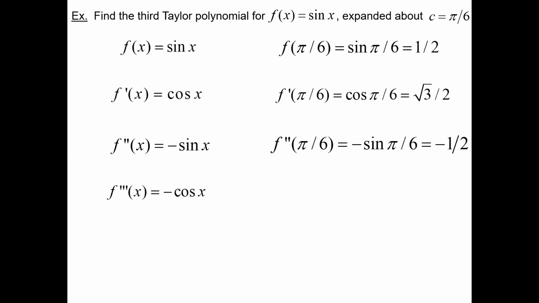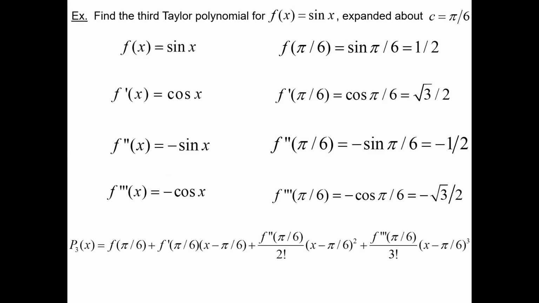The third derivative would be negative cosine x. So the value there would be negative root 3 over 2. And then it's going to start over. So when we get to the fourth derivative, we're starting over back to the original function. All of these are about patterns and making sure you see the pattern when you write these out. So let's make sure we see where everything's coming from.